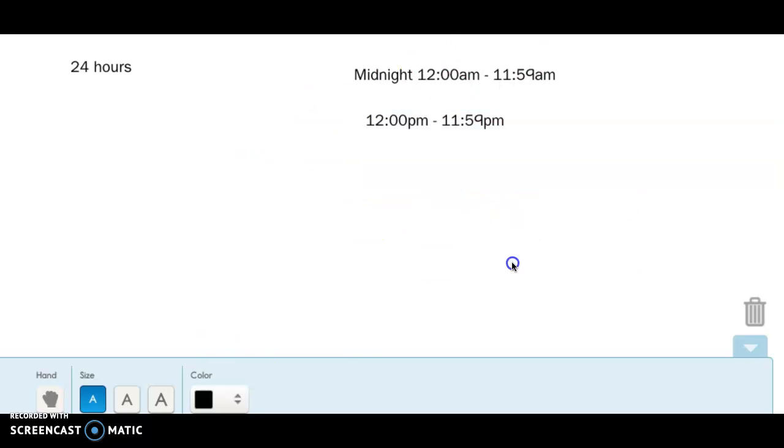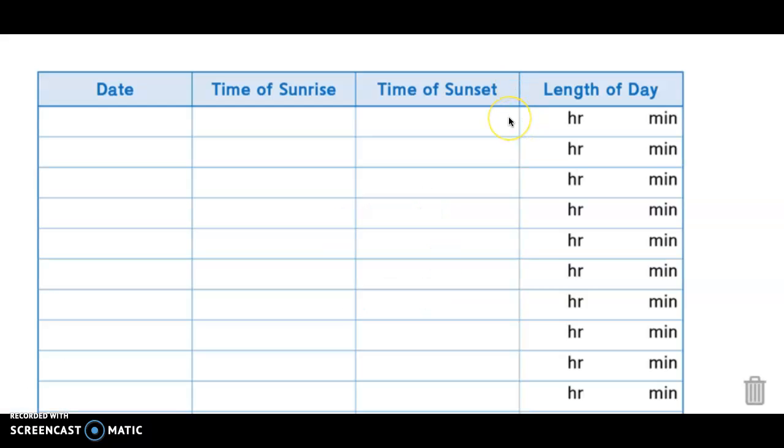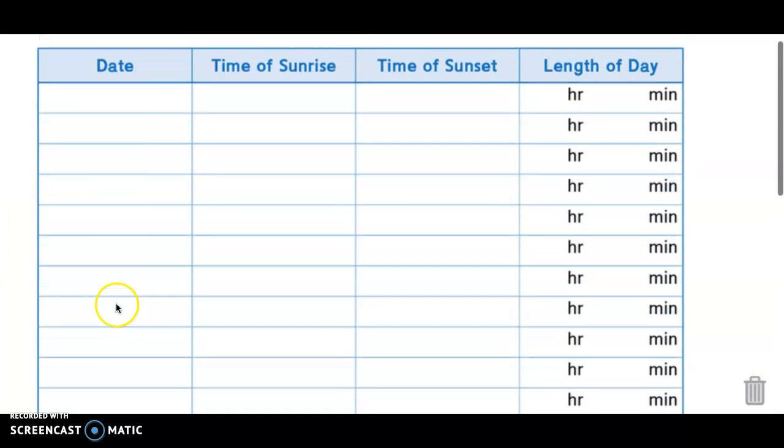Okay, this is going to be helpful for when we do our next activity. Meet me on journal page 23. Journal page 23 should look something like this. I see a column for the date. I see a column for the time of sunrise. I see a column for the time of sunset, and I see the length of the day with hours and minutes.